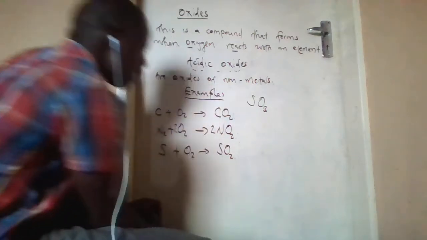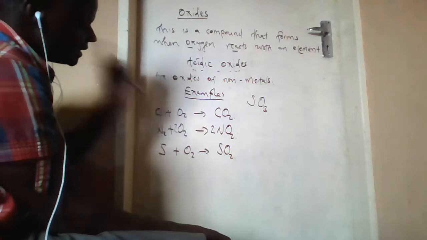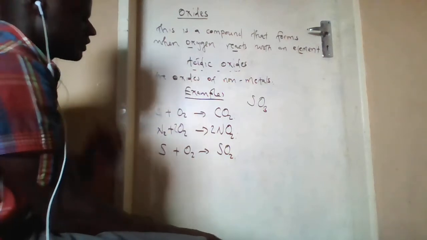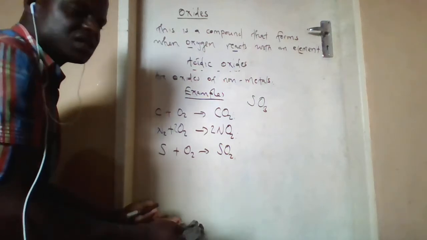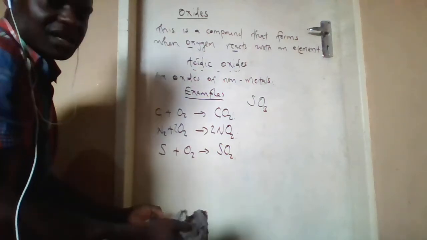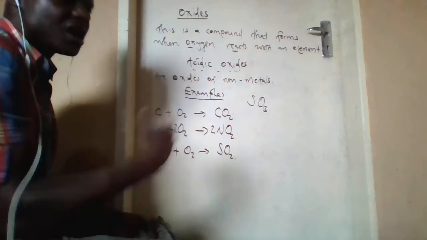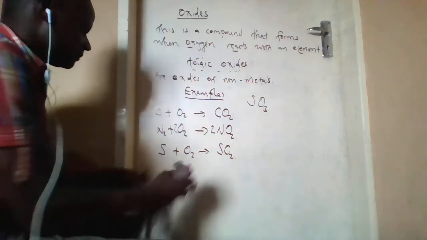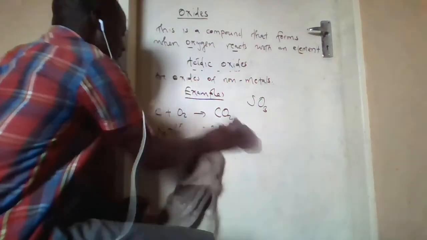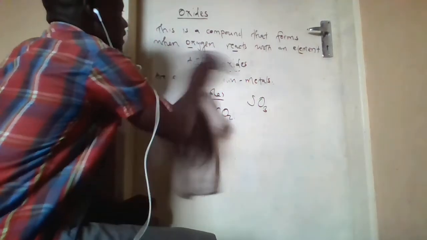So now, how can we prove that indeed these are acidic oxides? Because this is the only thing that will make you and I distinguish one oxide from the other. They can give you this as an oxide. How do you know that it's an oxide? By looking at the characteristics. So what can we say about these acidic oxides?